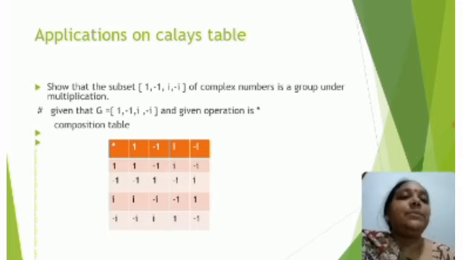Now I am filling the boxes by multiplying the elements. 1 into 1 is 1. 1 into -1 is -1. 1 into i is i. 1 into -i is -i. -1 into 1 is -1. -1 into -1 is 1. -1 into i is -i. -1 into -i is i. Next I am multiplying with i: i into 1 is i, i into -1 is -i, i into i is i squared, which means -1, and i into -i is -i squared, which means 1.